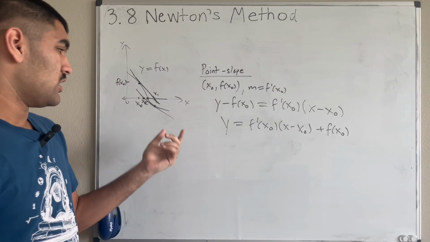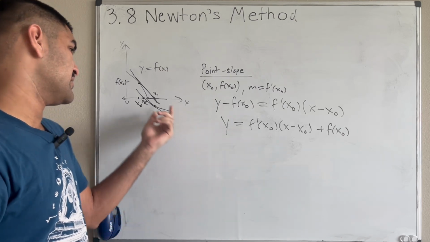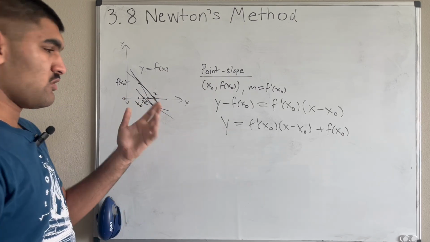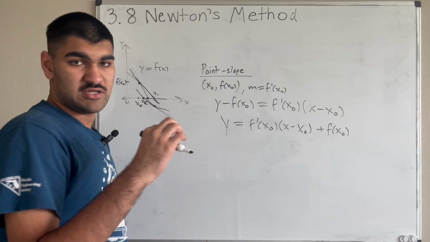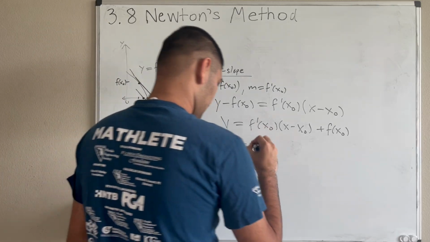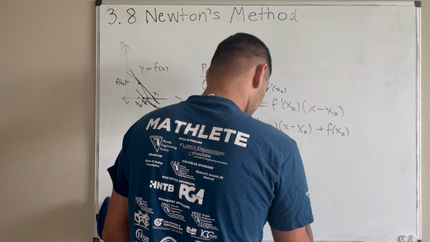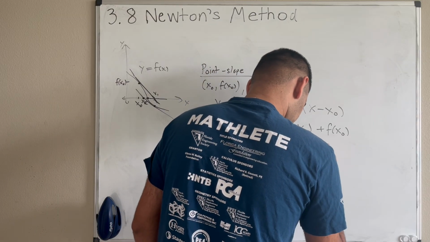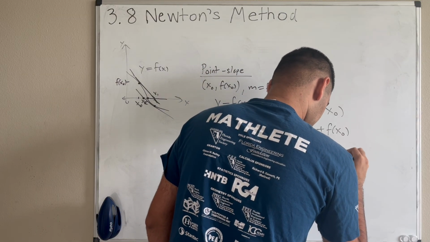So in other words, we set y equal to 0, right? Because when it intersects the x-axis, y is 0. So we can go ahead and substitute in 0 for y. So we get 0 is equal to all this business, f prime of x naught times x minus x naught plus f of x naught.